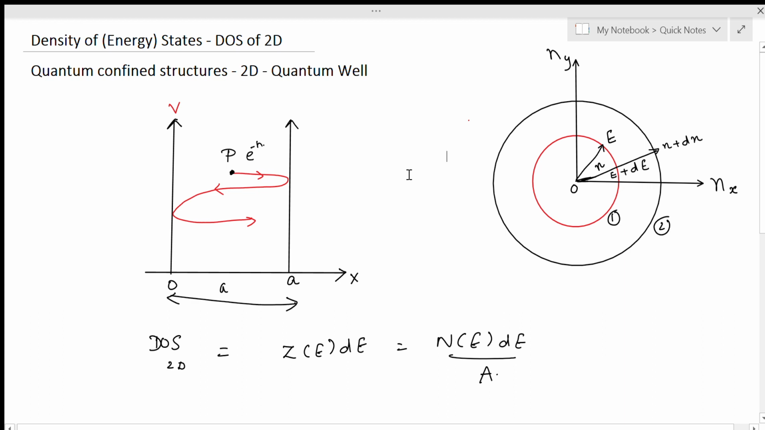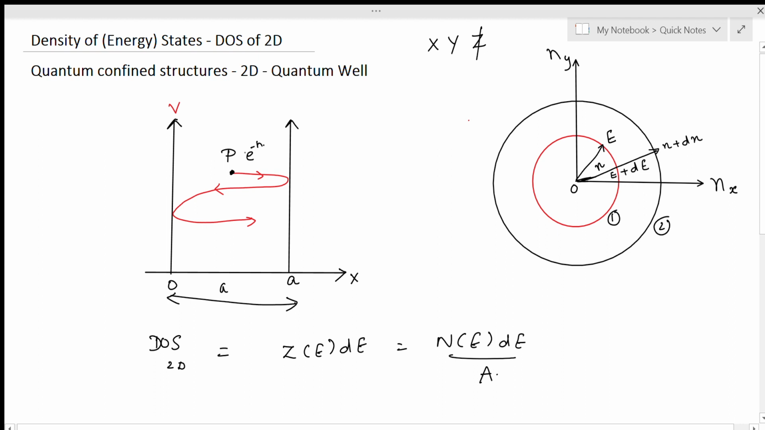Hi everyone. Today the topic is density of states of two-dimensional structure. The two-dimensional structure is a quantum well. Quantum well, or a quantum confined two-dimensional structure, is an electrically isolated region. Example: thin film. It is free to move along two dimensions and restricted to move in one dimension.